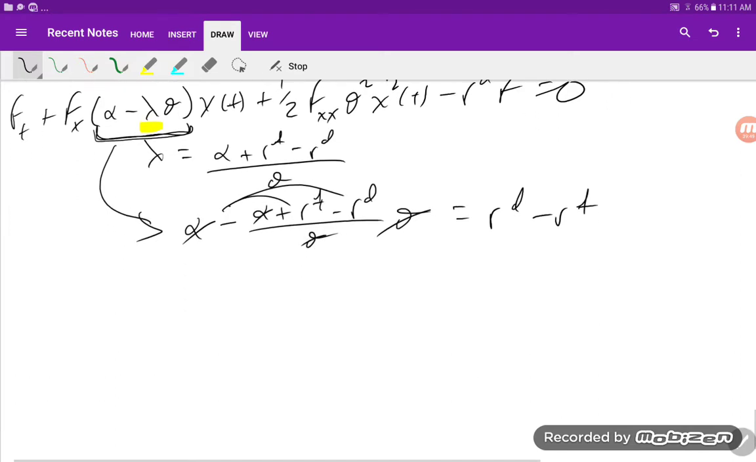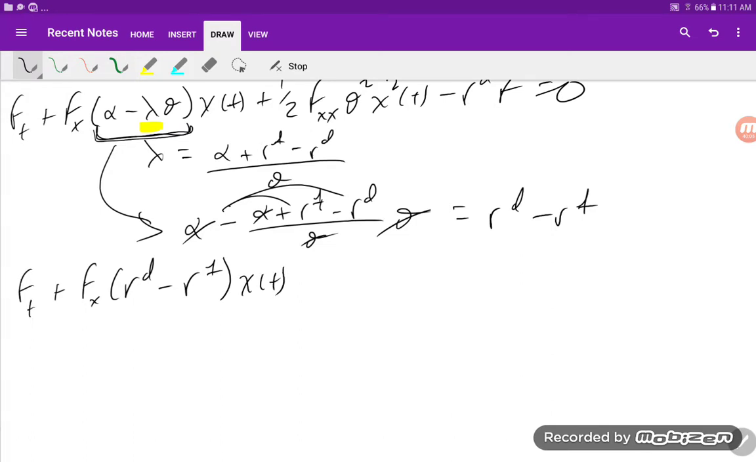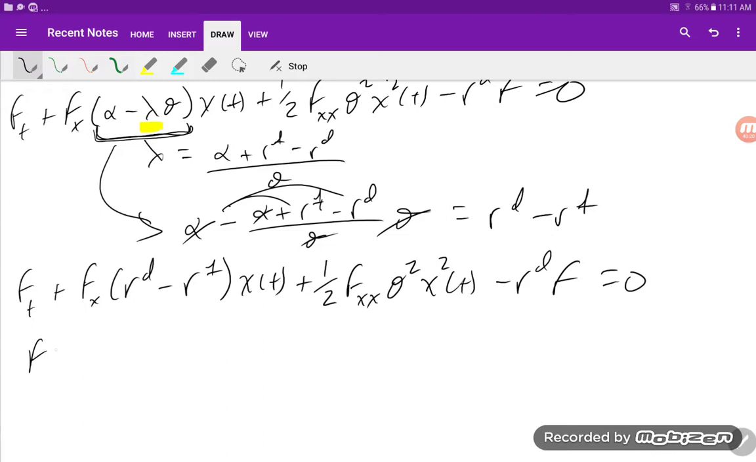All right, so let's finally write this. Finally we have first derivative with respect to t, plus first derivative to x, r d minus r f, x t, plus 1/2 second partial to x, sigma squared x squared, minus r d f equals 0. And of course we'd also have a terminal condition that at maturity it would satisfy our payoff function.